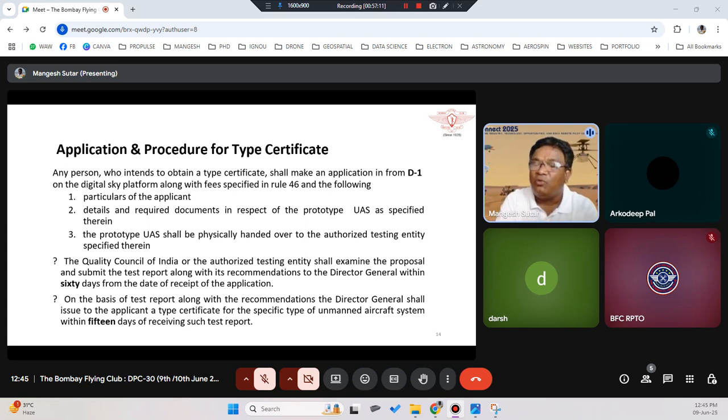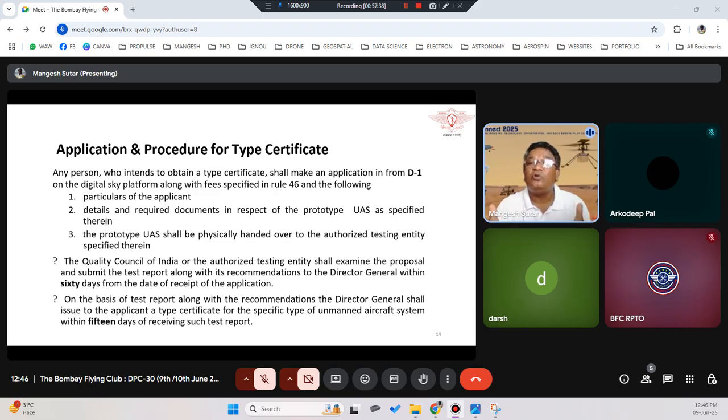See, your motherboard or the circuits are made in such a way that they are resistant to water and everything. But they are resistant only to a certain extent, not 100%. So as of now, there are no 100% waterproof drones available. Okay, so that is what we are saying. Whatever you are claiming in your type certification, you should justify, you should show.